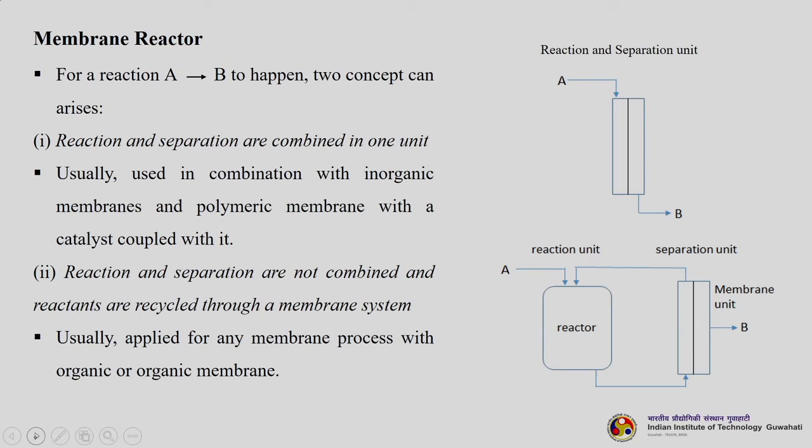So, here you can see how it happens. If you are talking about a single unit, this is the simplest one, right. Here the reaction and separation are happening in the single unit. In this other case we have a separate reaction unit, which is the reactor where the reaction is happening, then the product stream goes here to a membrane unit. Here we are getting, let us say, the product B, and whatever unreacted A is left out is again recycled back to the reactor. So, reaction and separation are happening in different units.